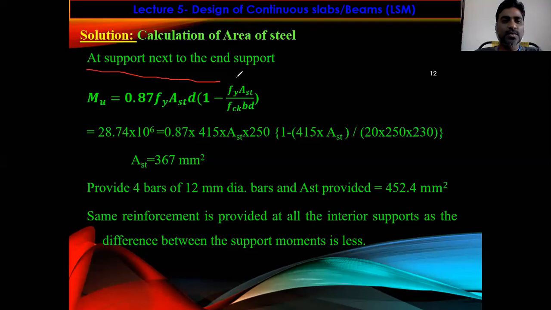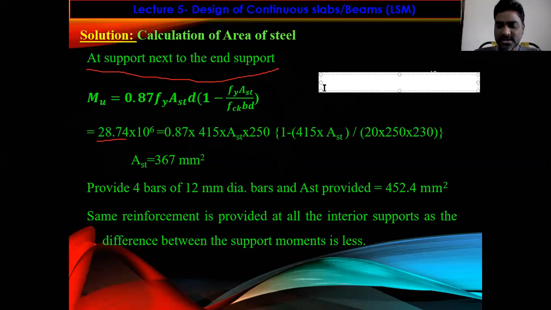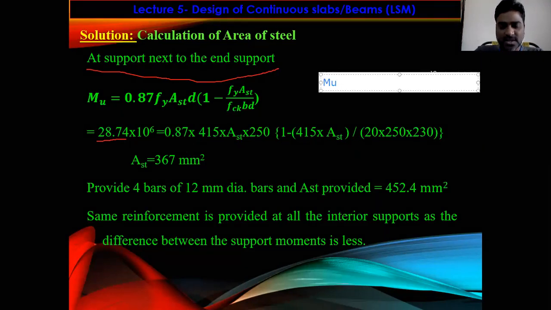First I am taking the support next to the end support, that is Mu is 28.74 into 10 power 6 Newton mm. So this is the equation to determine the area of steel required. It is not new, it is the previous one, same equation. How to calculate the moment of resistance? The moment of resistance Mu is equal to tension force into lever arm. What is the tension force? 0.87 fy into Ast, and lever arm is d minus 0.42 Xu.